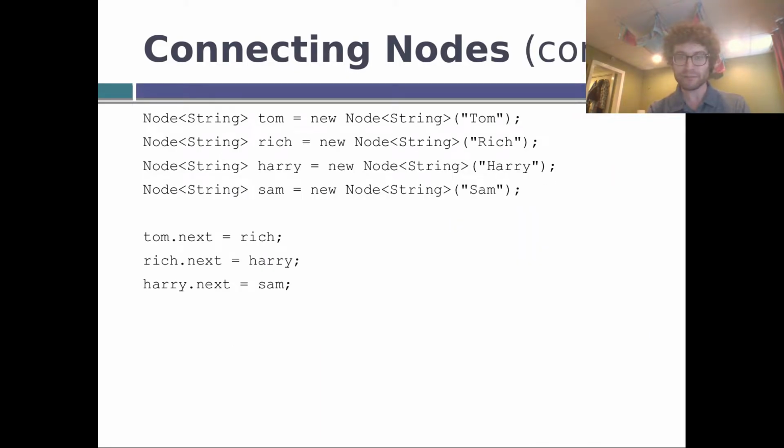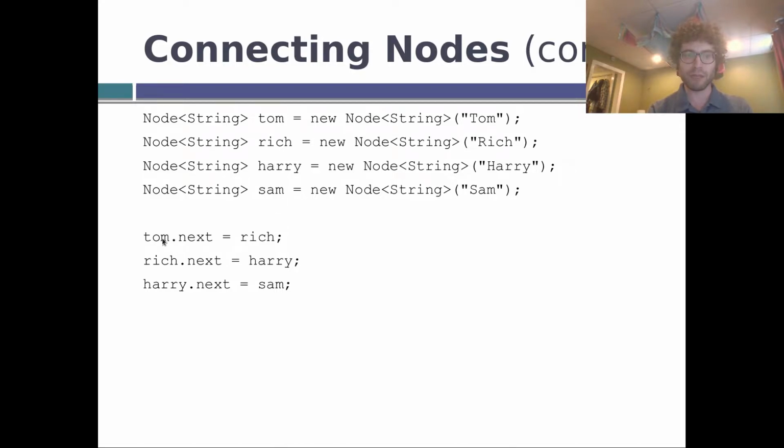All right. So how do you actually connect nodes into a linked list? This is one way to do it, right? We create a node that holds a string. We create a new node called Tom that has the data Tom. We have a new node called Rich that has the data Rich stored in it. We have the string Harry stored in the node Harry, and string Sam stored in Sam, right?